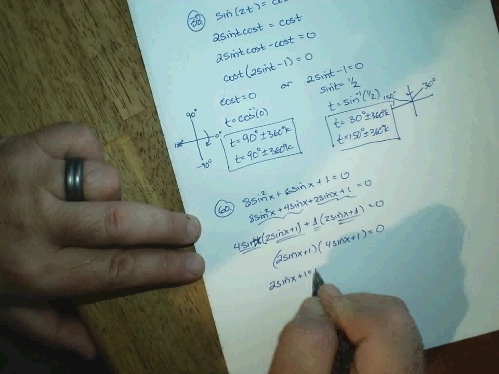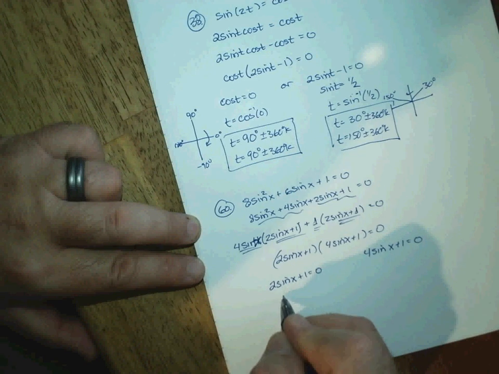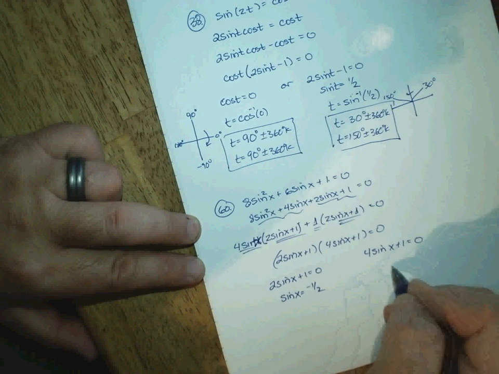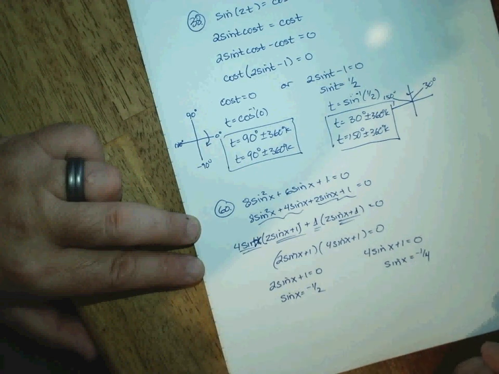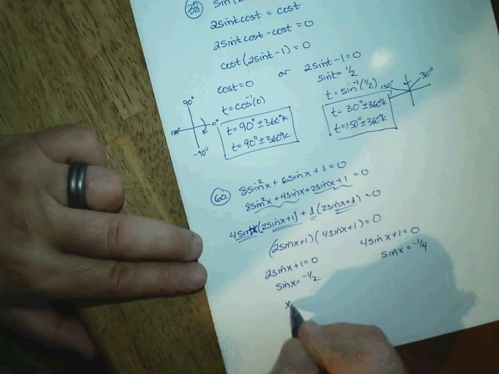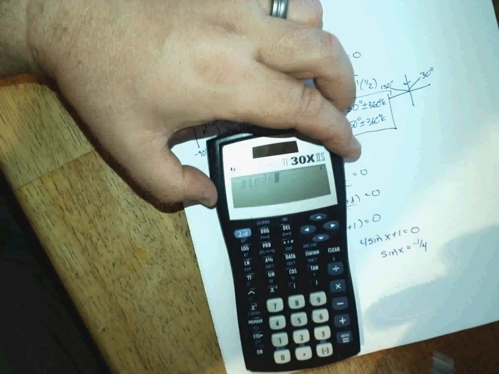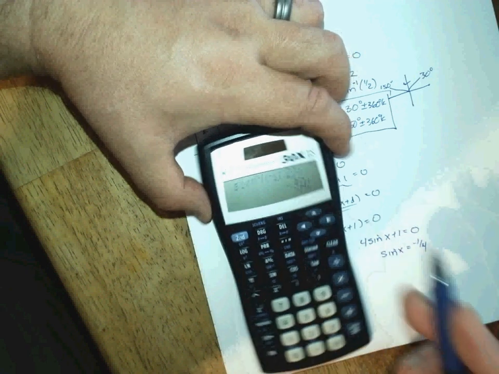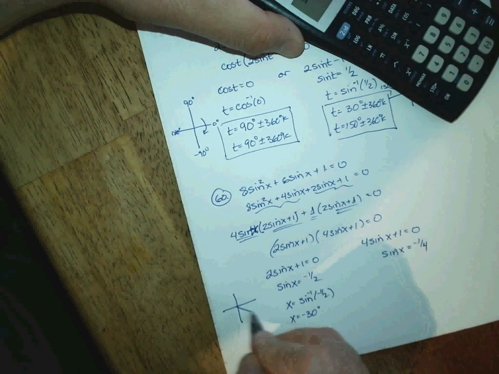Now, setting these individual factors to 0, I can solve each one for sine of x. Here, sine of x is going to be a negative 1 divided by 2. Here, sine of x, you subtract 1, then divide by 4. So, applying your calculator, x is going to be the inverse sine of negative a half. On our calculator, inverse sine of negative 1 over 2 gives us negative 30 degrees.